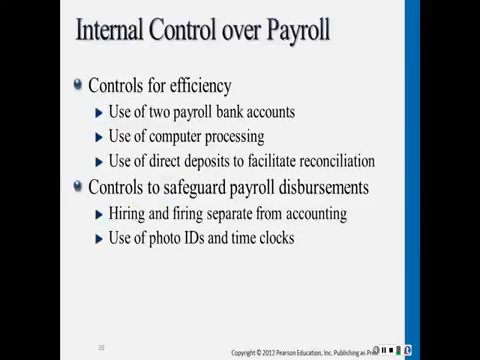There are 2 main controls for payroll: controls for efficiency and controls to safeguard payroll disbursements. Reconciling the bank account can be time-consuming because there may be many outstanding checks. To limit the outstanding checks, a company may use 2 payroll bank accounts. It pays the payroll from one account one month and from another account the next month. This way the company can reconcile each account every other month, and that decreases accounting expense.